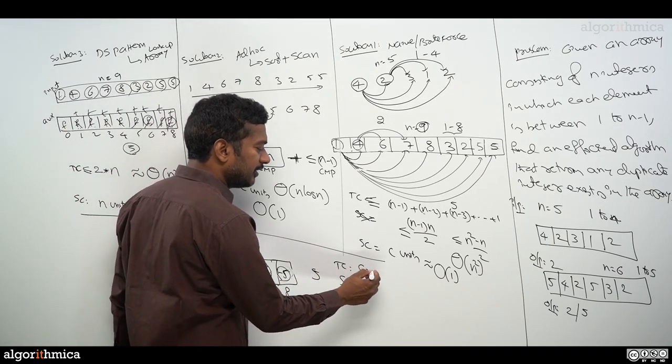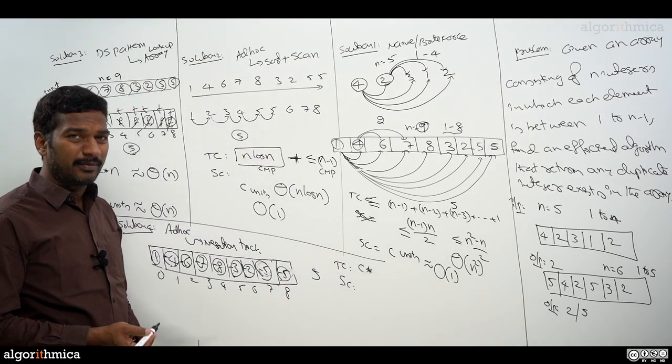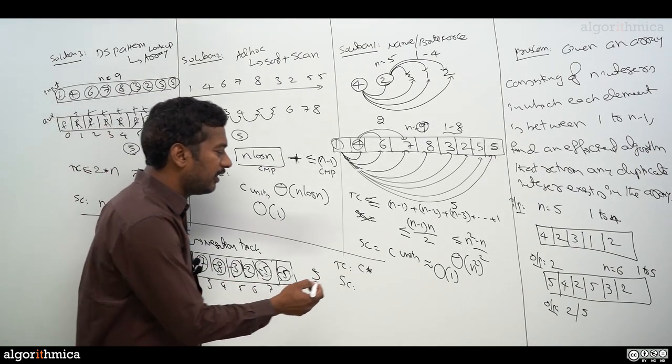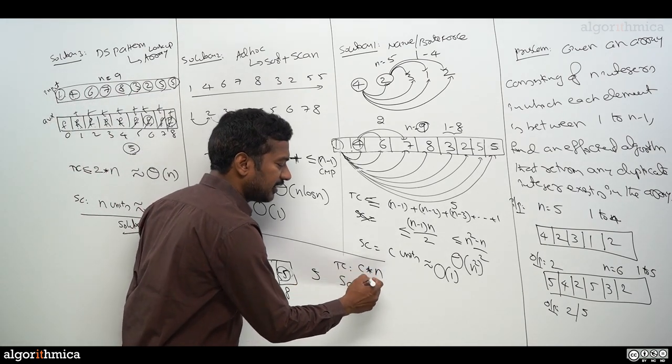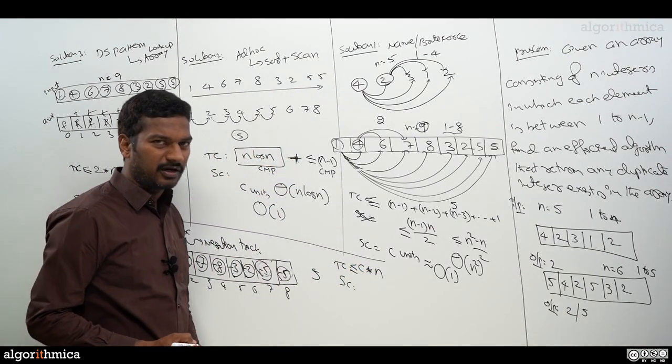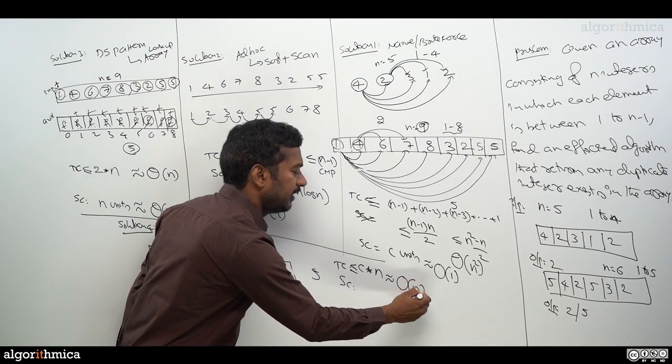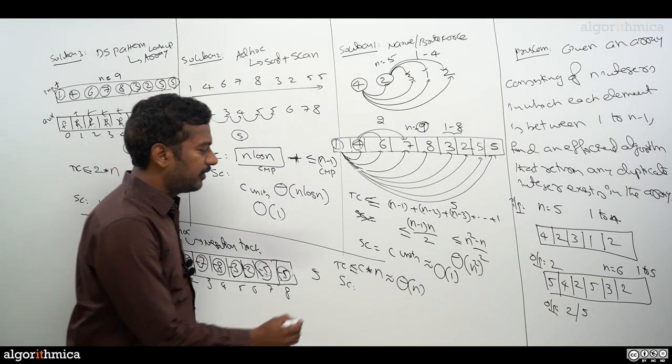In general, we can call this C, a constant number of operations. For each element we are doing it, and for N elements we are doing it daily, so C star N. That's the maximum, the worst case we require. So how do you write it? Theta of N, we can write here.